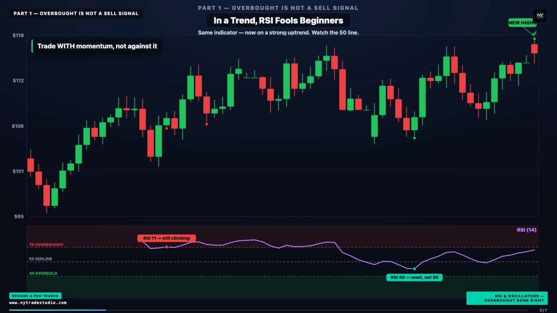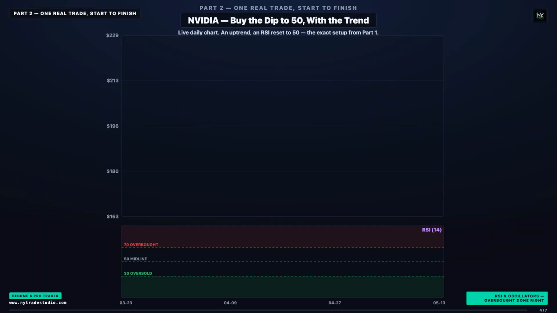And in a downtrend, it is a perfect mirror. RSI stays weak under 50, and you sell the bounces instead of buying the dips. Now let us prove all of it on real, current charts. Here is that exact playbook on a live chart.